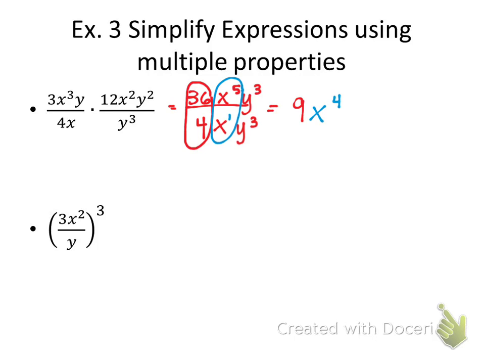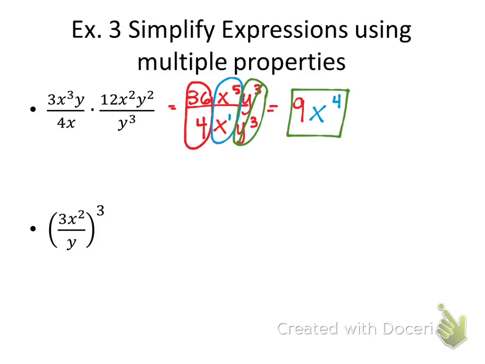And now I'm going to look at my y's. I notice it's y to the 3rd over y to the 3rd. So I say same base, I can subtract. What's 3 minus 3? 0. Well, what's y to the 0 power? 1. Or basically what we can say here is those just cancel out. They go away. So my answer is 9x to the 4th power. So we simplified that problem that looked very huge and scary into a very simple answer.